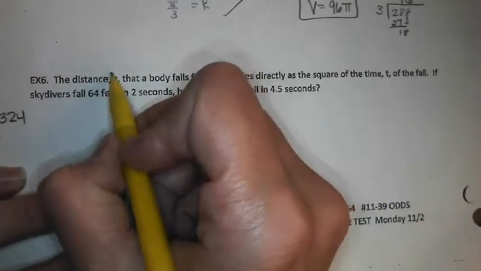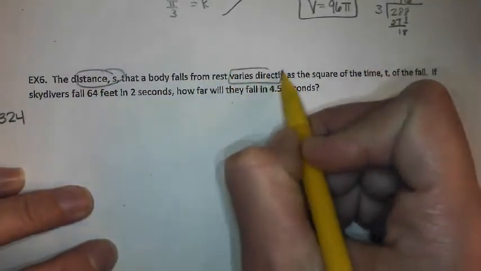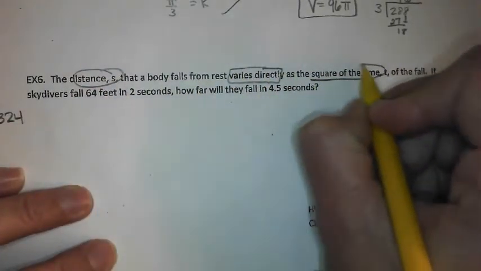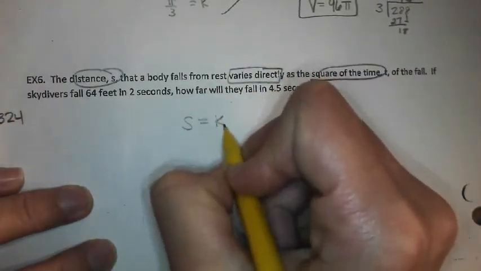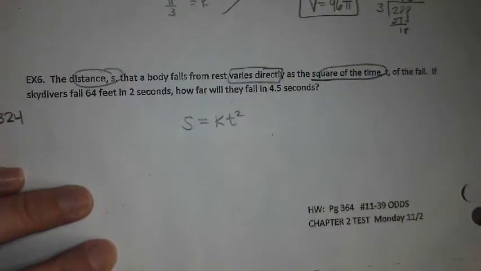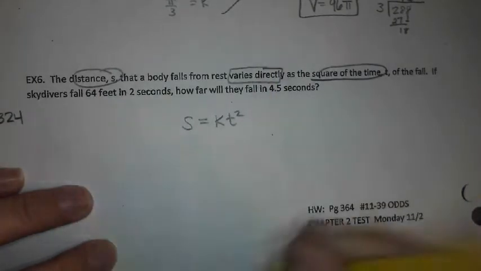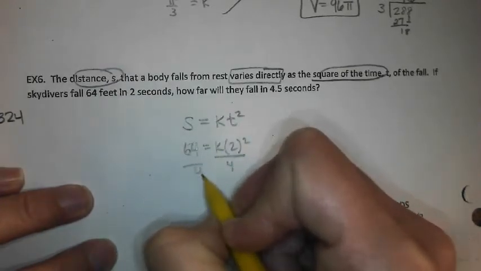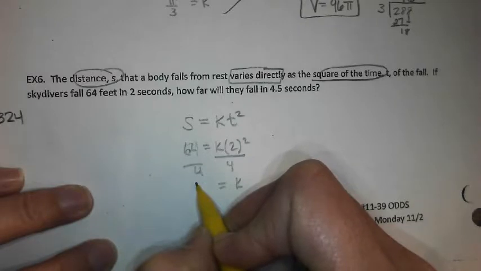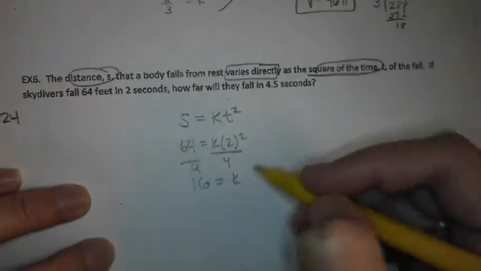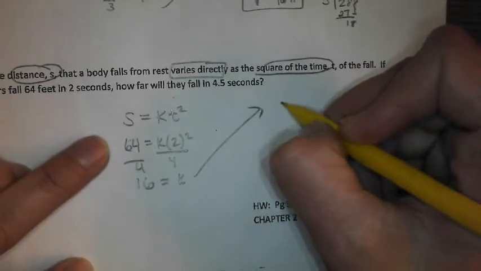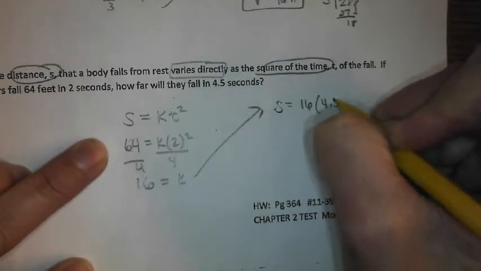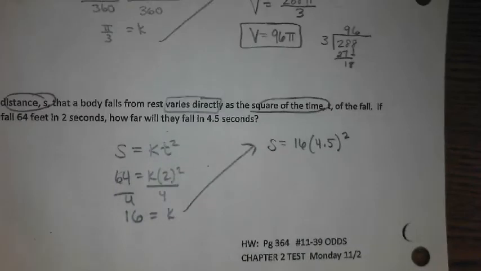The distance, s, that a body falls from rest varies directly as the square of the time. So s equals k times t squared. If skydivers fall 64 feet in 2 seconds, divide both sides by 4, k equals 16. Am I doing that right? How far will they fall in 4.5 seconds? So s equals 16 times 4.5 squared, and I'm going to say, yeah, calculator for 4.5 squared. Times 16, you get 324.